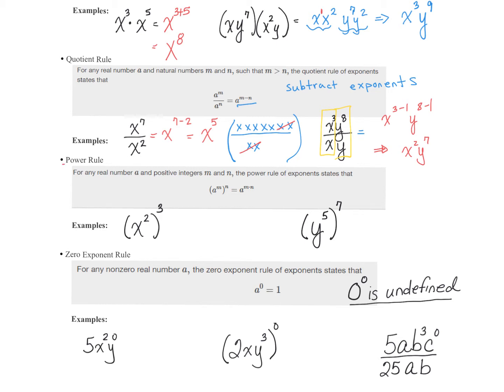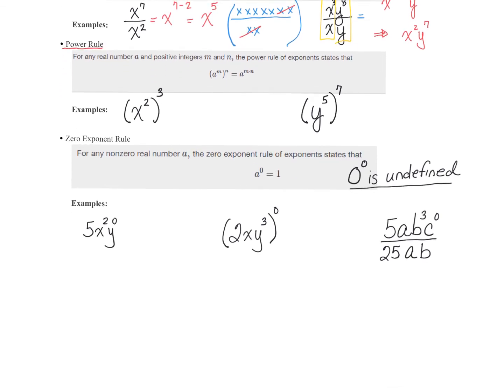The next rule is the power rule. The power rule says if you're going to raise a power to another power, you are going to multiply the powers. Power to a power, we're going to multiply the powers. So that means x squared raised to the 3rd should be x to the 2 times 3 or x to the 6th.